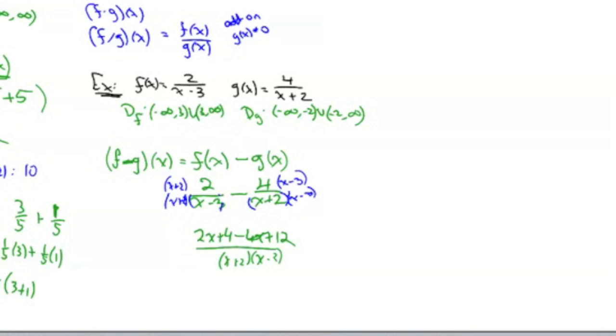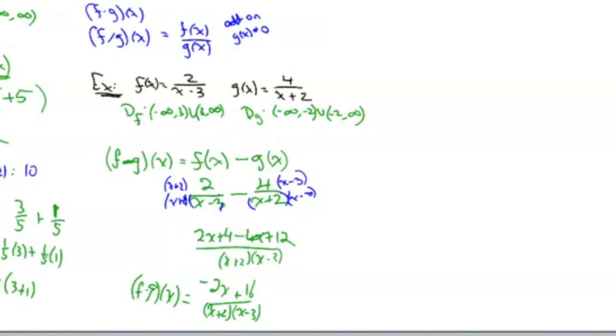Alright, simplify. This becomes negative 2x plus 16 over x plus 2 times x minus 3. You can factor out a negative 2 in the top, but I don't think it's going to help you any. It'll leave behind an x minus 8, and it's not going to cancel with anything, so you might as well just leave it alone. So, f minus g of x.